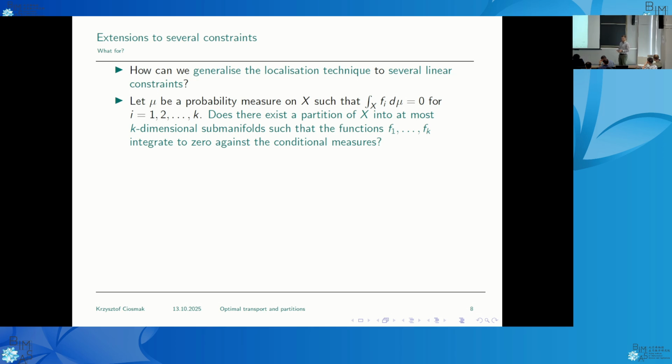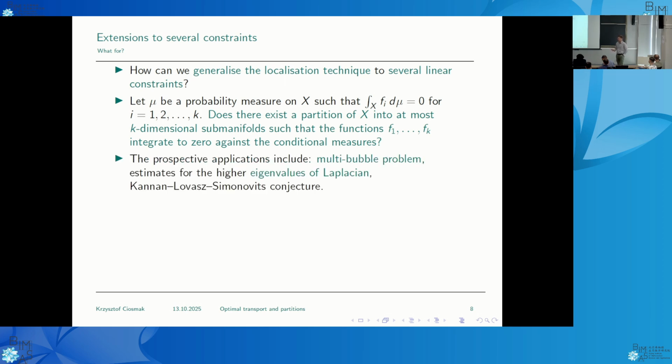So in case X is Euclidean space, this is known to be the case, and this is due to Cannon, Lovász, and Simonovits. This is the so-called localization technique. But it is not known whether such a partition can be obtained in curved spaces.